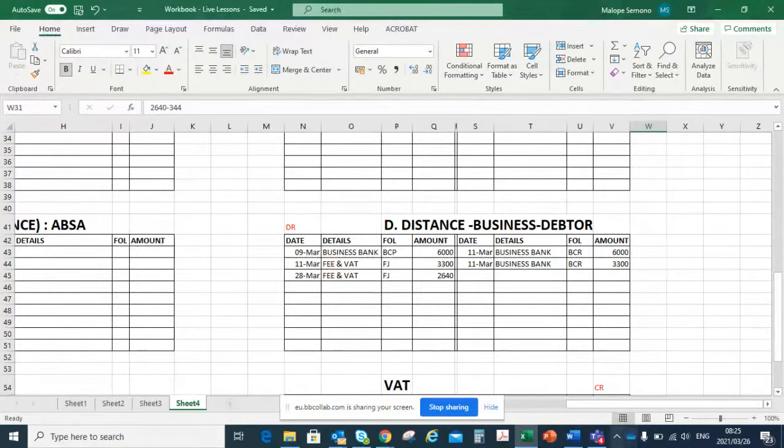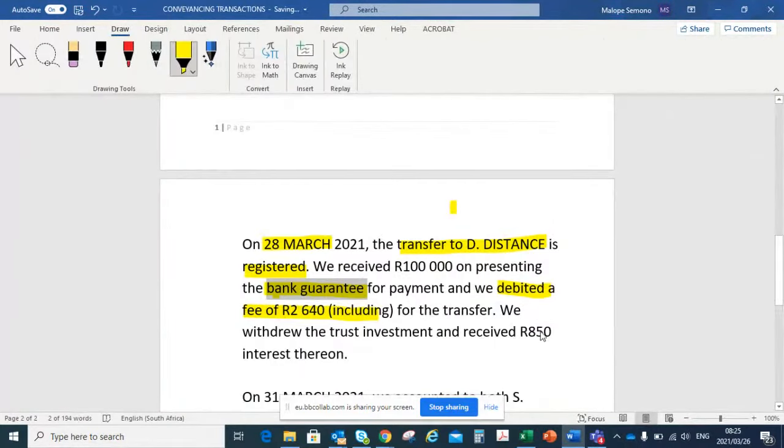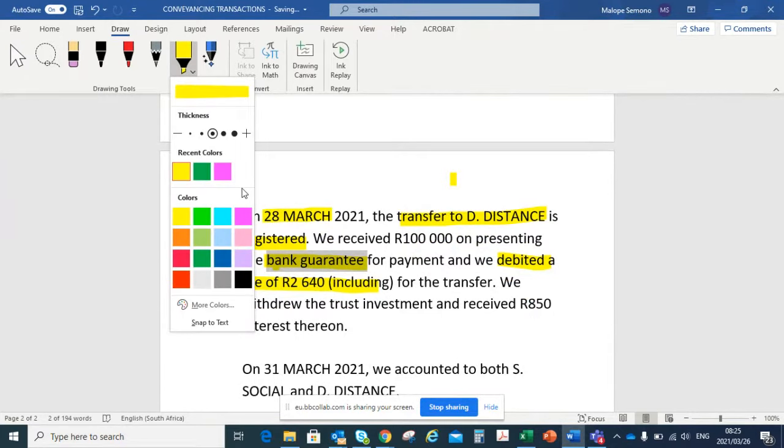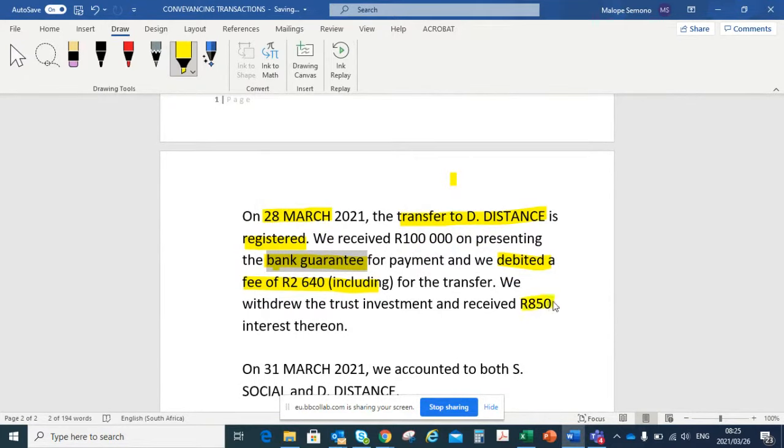Okay, now let's take it further. Let's see how far can we go. And again, remember, you need to be careful here. Again, we received 850 from the investment. In other words, we withdrew the investment. Remember, that investment was until registration, but now because we are registering, so now we are receiving back what? Our investment that we made on behalf of this distance, and we also had an interest. So we need to go and make sure that in the trust we received that amount of money.